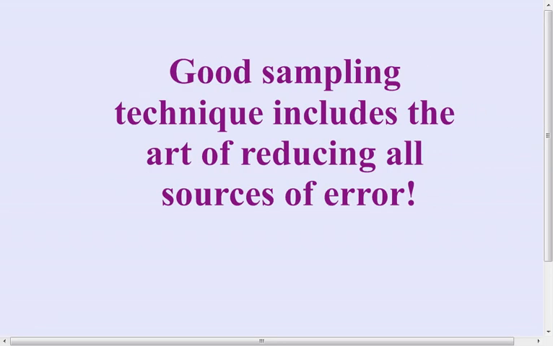Good sampling techniques include the art of reducing all kinds of error. Because when you grab samples of people, there is so much that can go wrong. One of the things is to not grab them randomly. We've talked about that. And now what we're going to do is we're going to talk about all kinds of other things that can go wrong whenever you are sampling people.